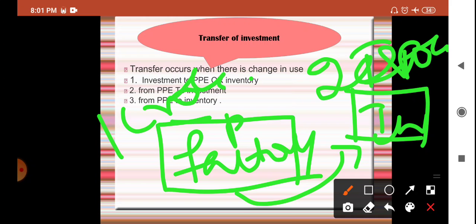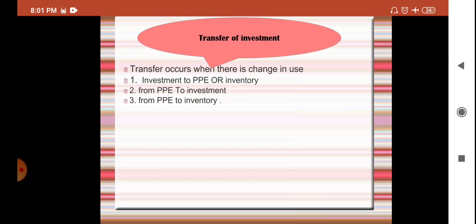Next, from property, plant and equipment I can use it for inventory. Here the factory can be converted into inventory. I can use it for inventory purposes also. These are the cases for transfer of investment property. I can transfer investment property to property, plant and equipment or inventory. From property, plant and equipment I can transfer into investment property. From property, plant and equipment I can transfer it to inventory.